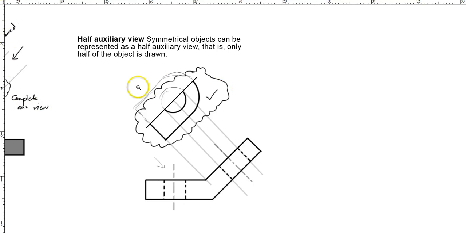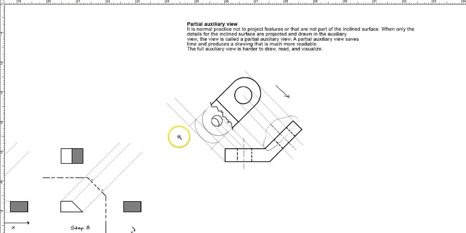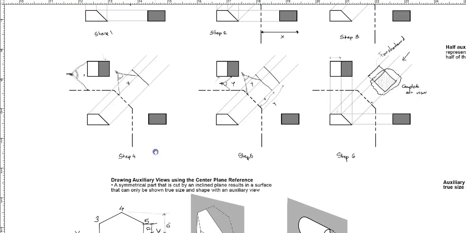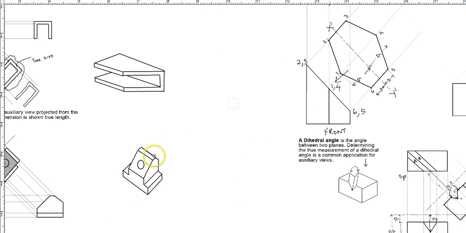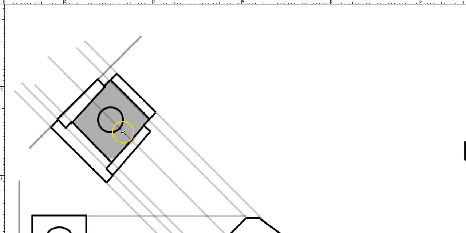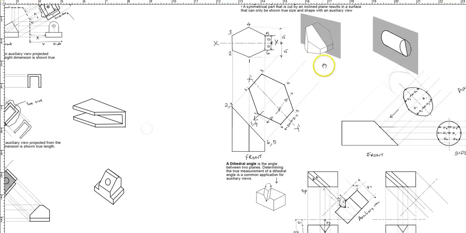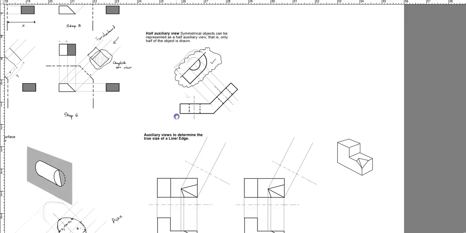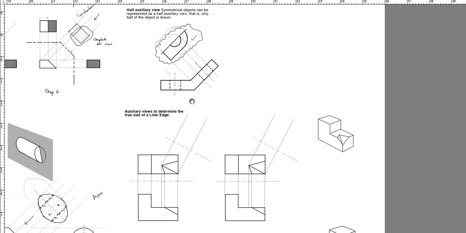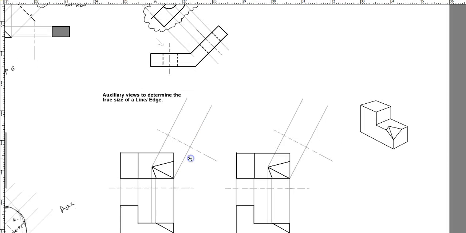So are we understanding now? We understanding what is half auxiliary view, what is partial auxiliary view. Now this example that we had over here, remember, we made a full auxiliary view when all we needed was just this surface with a circle inside. So it makes life so much easier if we are just doing partial and half auxiliary views rather than full.